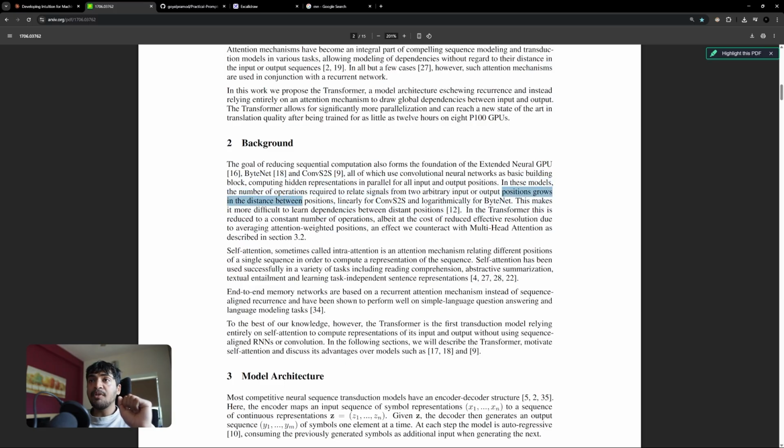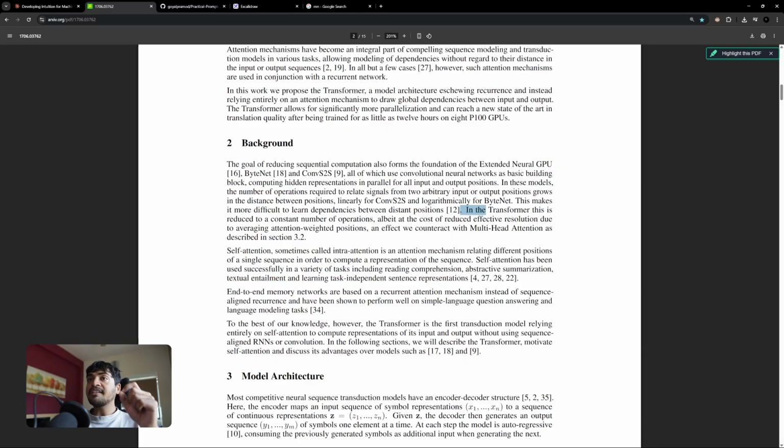In these models, the number of operations required to relate signals from two arbitrary input or output positions grows in the distance between positions, linearly for ConvS2S and logarithmically for ByteNet. So what does this mean? It's basically a convoluted way of saying as the length of the sentence grows, it becomes linearly computational for ConvS2S and logarithmically scalable for ByteNet. This makes it more difficult to learn dependencies between distant positions. Again, the longer it gets, the harder it is to train them.